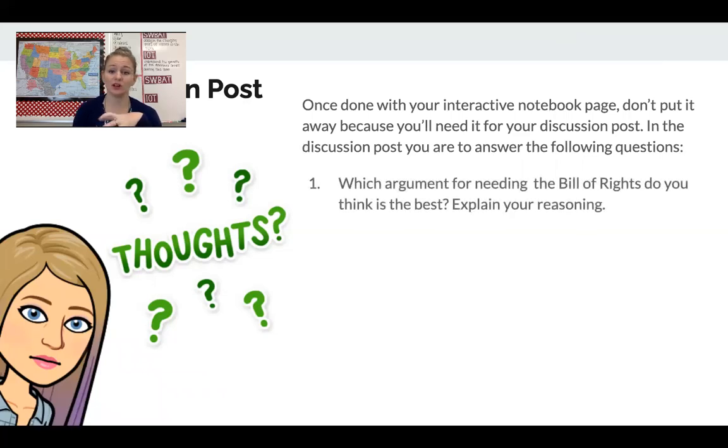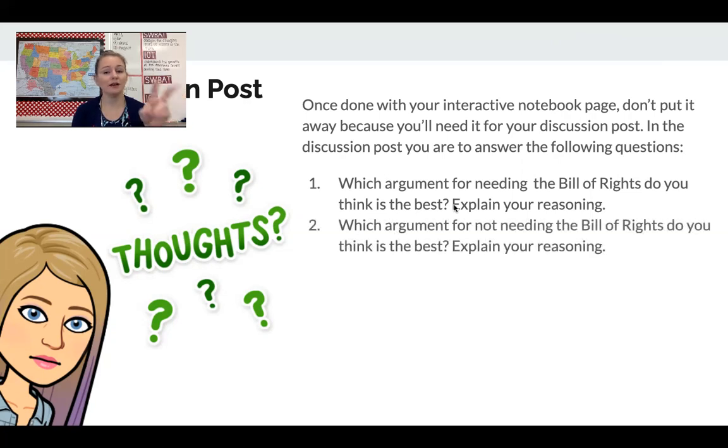In the discussion post, you're going to answer the following questions. Number one, which argument for needing the Bill of Rights do you think is the best? So you're going to go back through, look at the ones that said yes, and tell me which one you think was the best argument for saying, yeah, we need to have a Bill of Rights in the Constitution. Number two, which argument for not needing the Bill of Rights do you think is the best? And again, explain your reasoning. So again, go back through, look at the no's and say, this is the one that I think is the strongest reason for us saying we don't necessarily have to have a Bill of Rights.